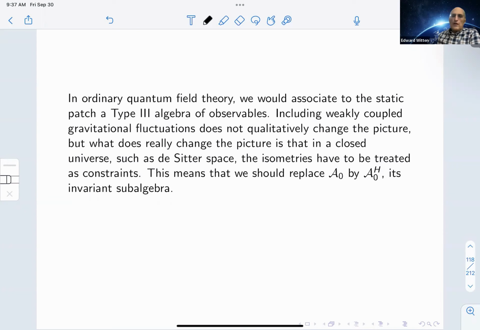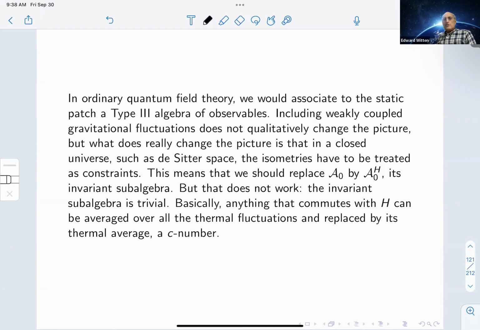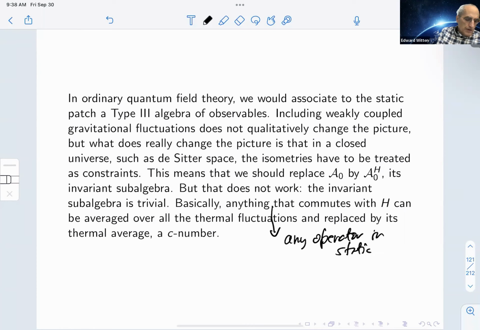Just considering time translations, imposing the constraints means that we should replace the algebra of observables by A naught H, its invariant subalgebra, the subalgebra of observables invariant under time translations. But that doesn't work. The invariant subalgebra is trivial. Basically, any operator that commutes with H can be averaged over all the thermal fluctuations and replaced by its thermal average, a C number. So the only operators that commute with H are C numbers. Sorry. Any operator in the static patch that commutes with H is actually a C number. So A naught is the static patch algebra, and specifically, operators in A naught that commute with H are all C numbers.